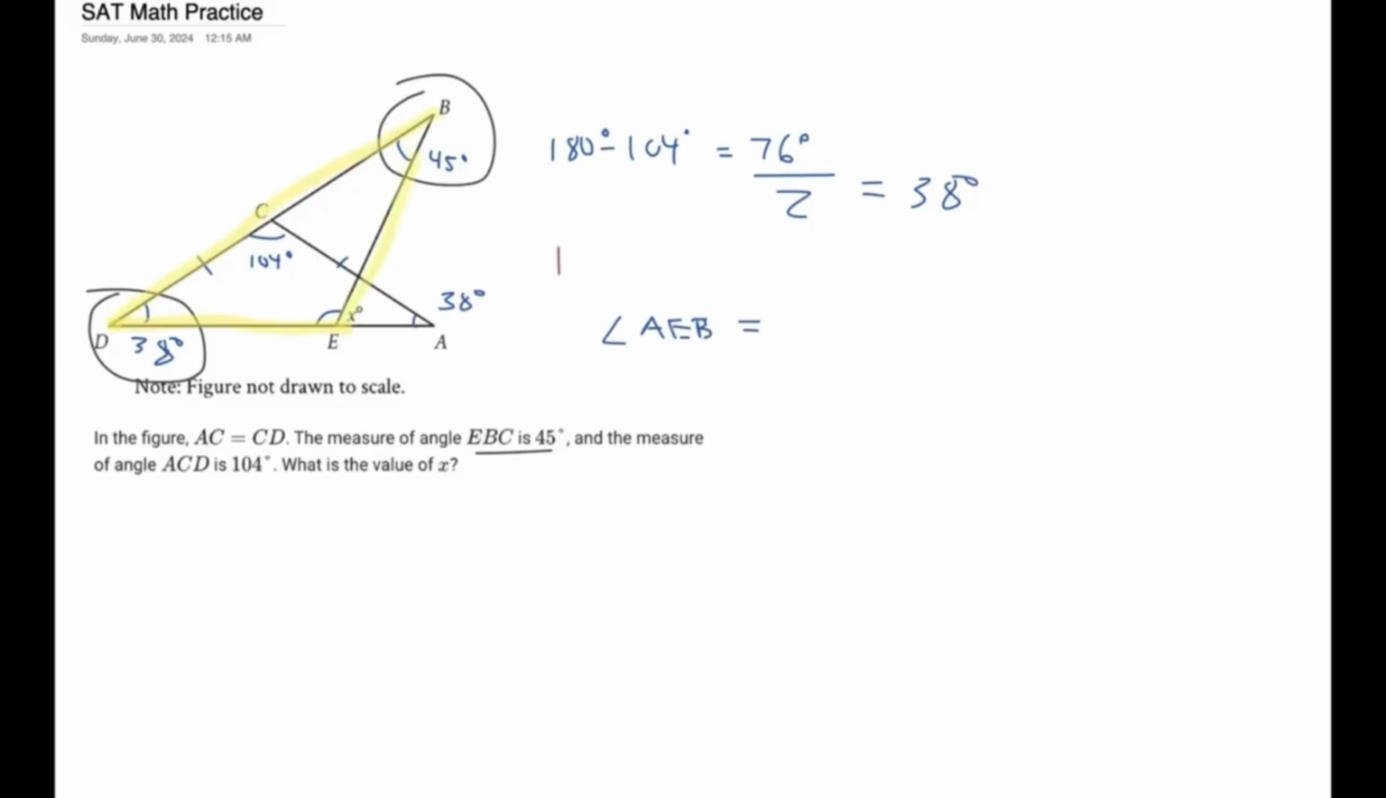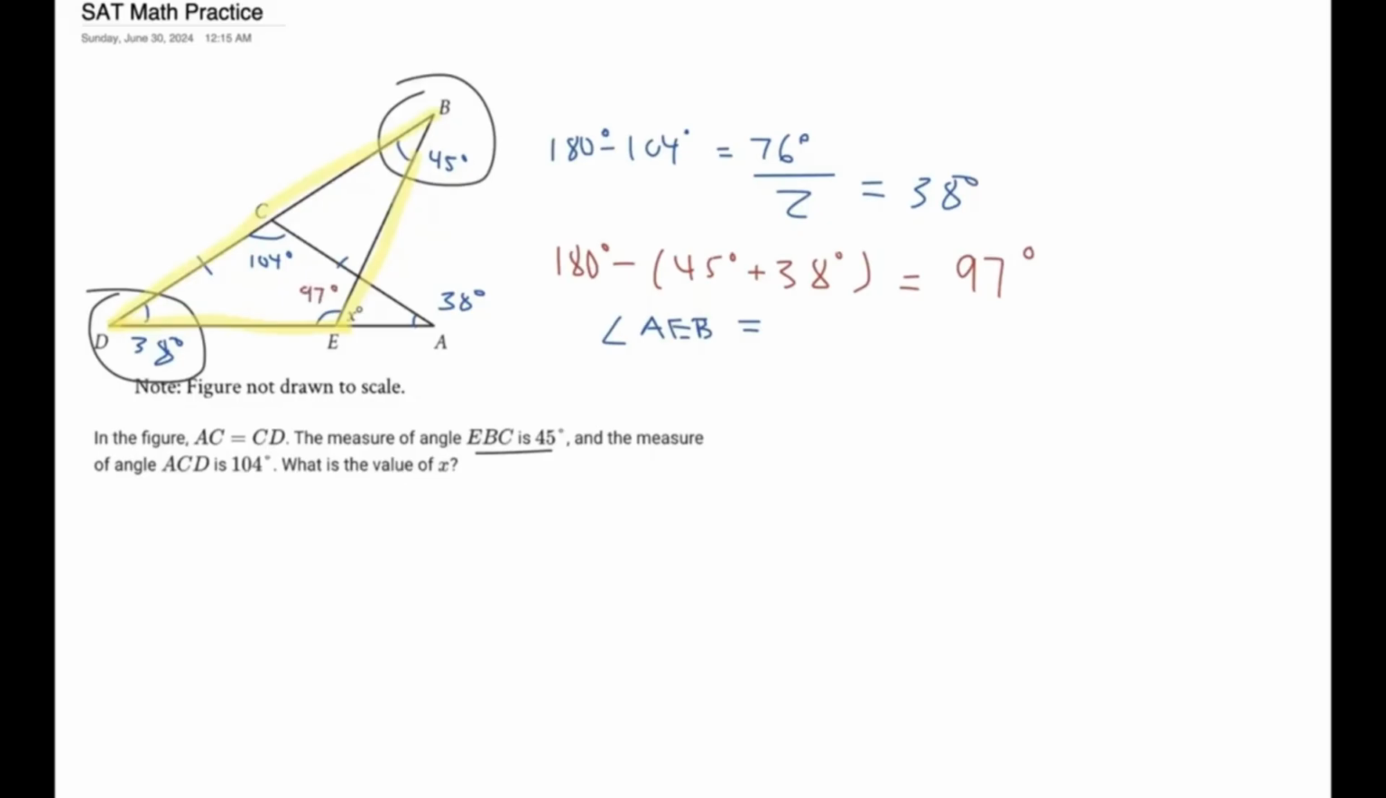There are 180 degrees in a triangle. So if we found two of the angles, 45 degrees and also 38 degrees, then we can find the last value. Let's do some quick maths. I think that is 97 degrees. Okay, so angle E is 97 degrees.